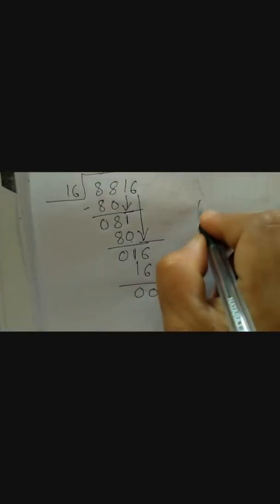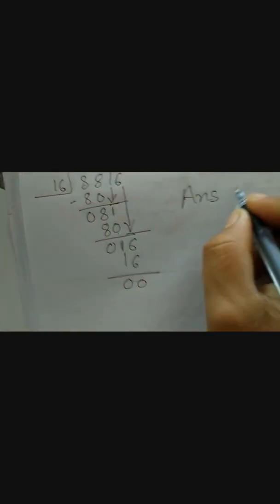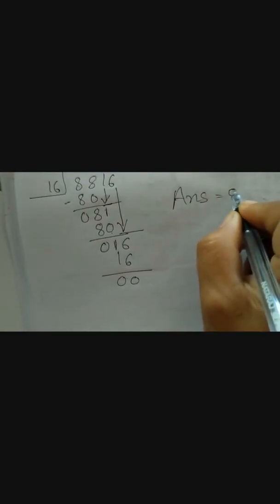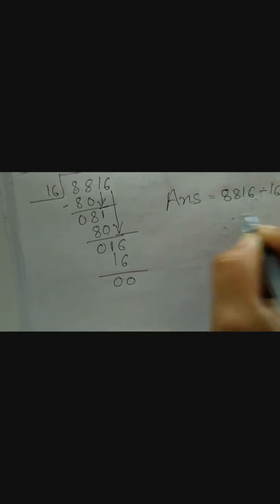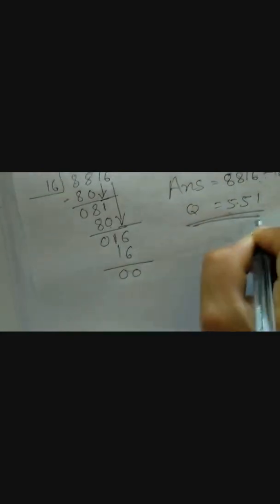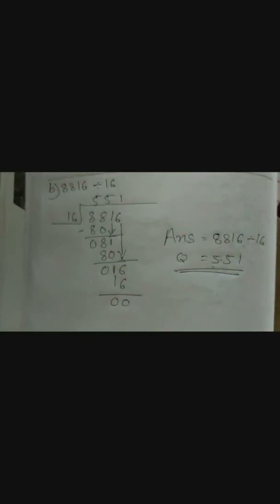So here the answer is 8,816 divided by 16 is equal to 551. The quotient is 551. Now students, I'll give you 1 minute. You have to complete your work.